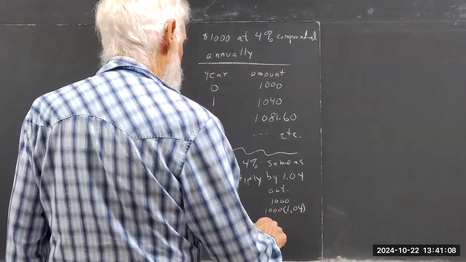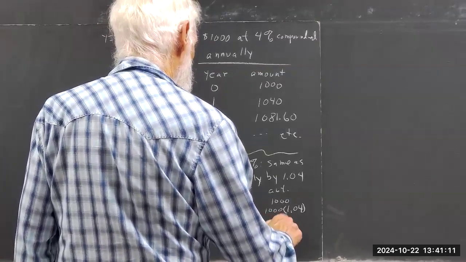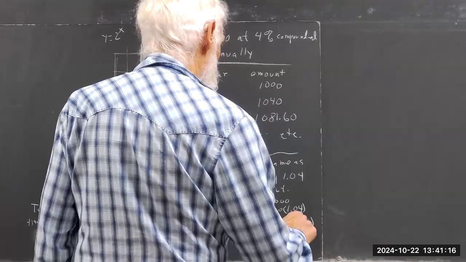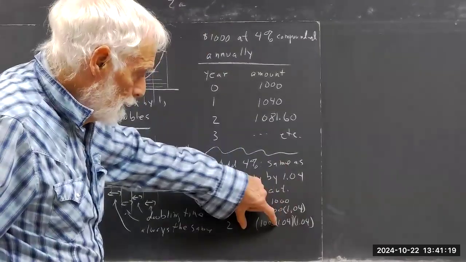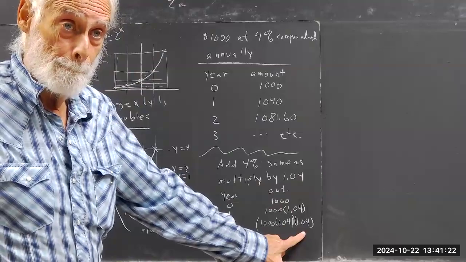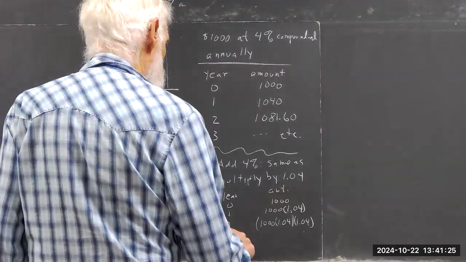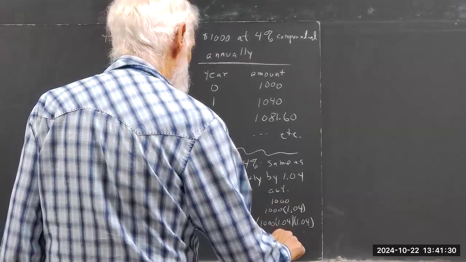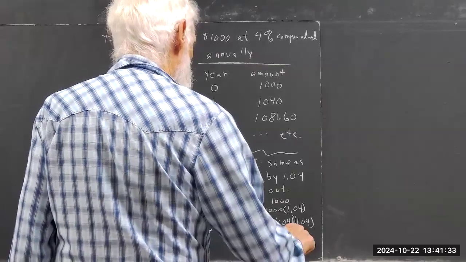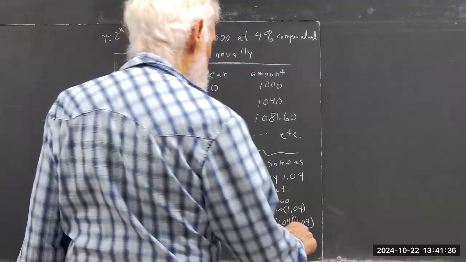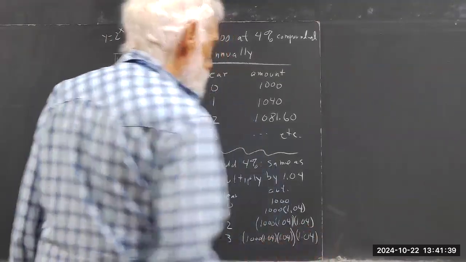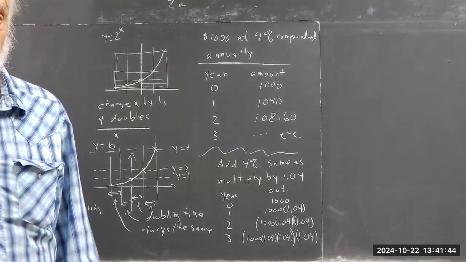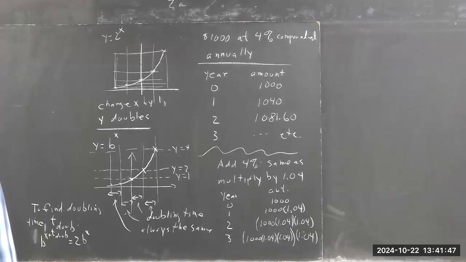In year 2, you take what you have here and multiply it again by 1.04, right? In year 3, you take what you got here and multiply by 1.04. You see a pattern. What do you think you would have after 10 years? You discuss it for a minute.